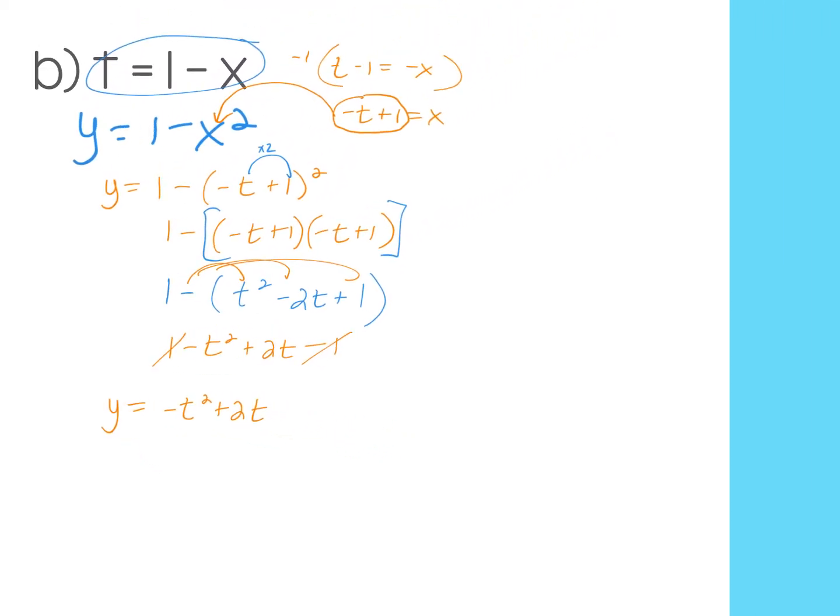So my answer is both the original one that they gave me with the t. I already solved it for x, so that's how I'm going to write it. X equals negative t plus 1, or 1 minus t. The order doesn't matter there. And y equals negative t squared plus 2t.